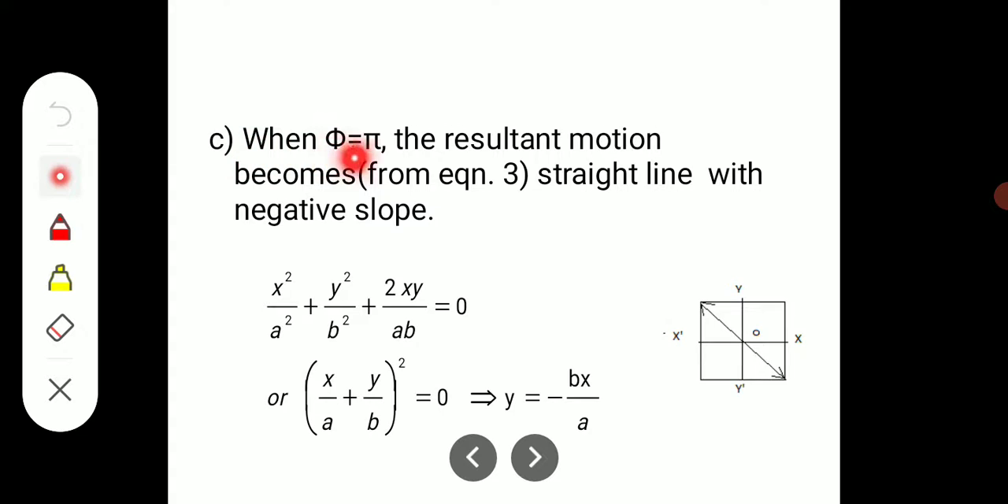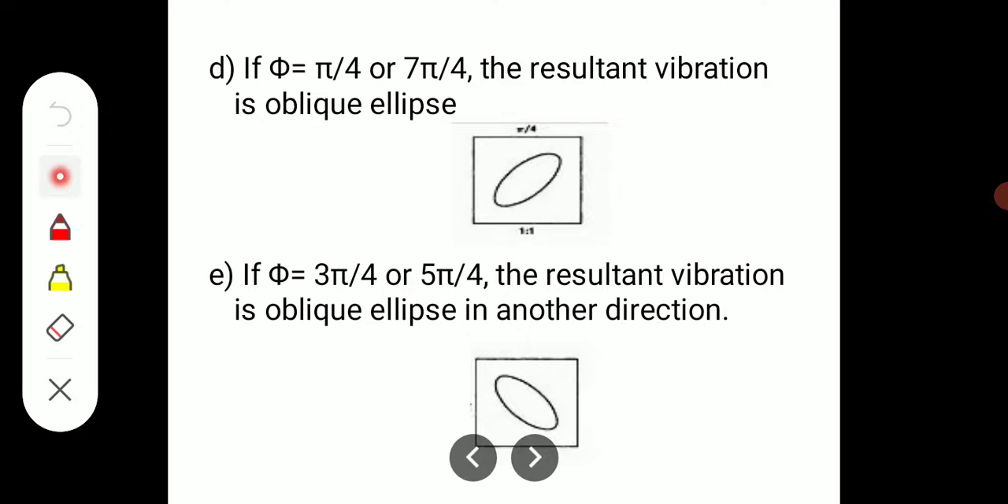When phi is equal to pi, the resultant motion becomes a straight line again, but with a negative slope. The equation is x square by a square plus y square by b square plus 2xy by ab equal to 0. So it gives y is equal to minus b x by a. If phi is equal to pi by 4 or 7 pi by 4, the resultant vibration is an oblique ellipse. The ellipse is tilted, so it is called the oblique ellipse. If phi is equal to 3 pi by 4 or 5 pi by 4, the resultant vibration is an oblique ellipse in another direction.